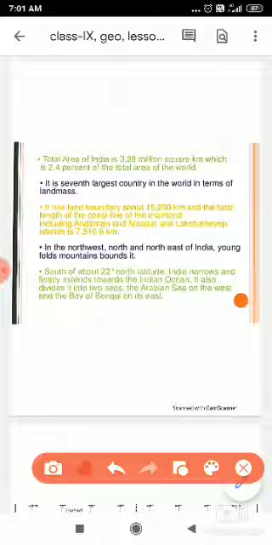And south of about 22 degree north latitude, India narrows and finally extends toward the Indian Ocean. At the latitude 22 degree, as you go below that, the size of India becomes tapper and tapper, and finally it enters in the Indian Ocean and divides the ocean into two seas. That becomes Bay of Bengal and Arabian Sea, as I have already told. Now moving to the next point.